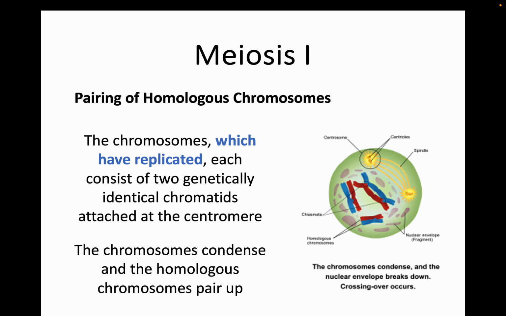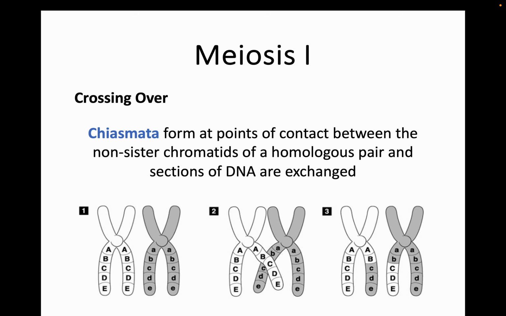So, first of all, through meiosis 1, we have the pairing of these homologous chromosomes. So, the chromosomes are going to replicate. They consist of these 2 genetically identical chromatids attached to the centromere. This is stuff that you'll have come across before in the producing new cells part of National 5. So, these chromosomes condense, and homologous chromosomes are going to pair up. So, they're going to match with their homologous pair.